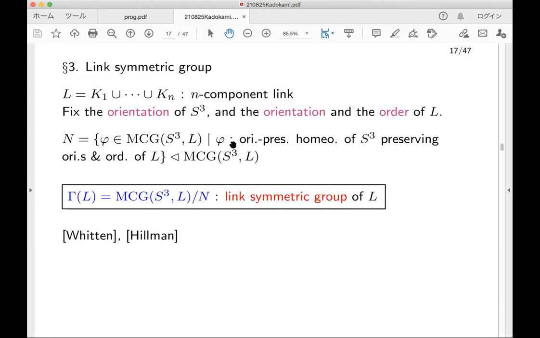Phi satisfies: Phi is an orientation preserving homeomorphism of S3, preserving orientations and the order of L. This set is a normal subgroup of the mapping class group of this pair S3, L.